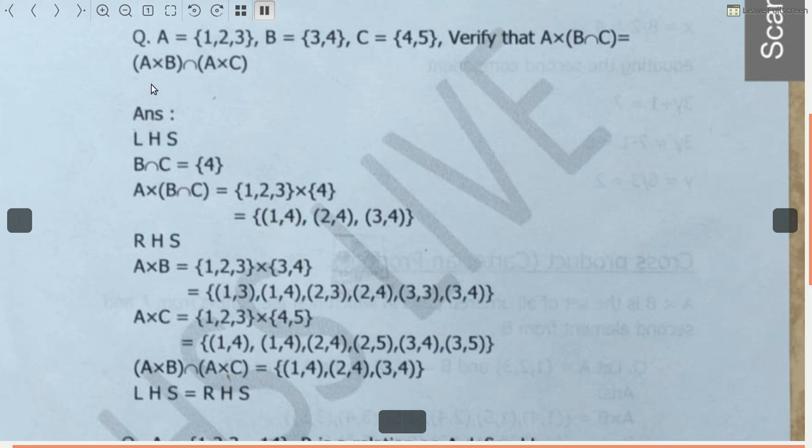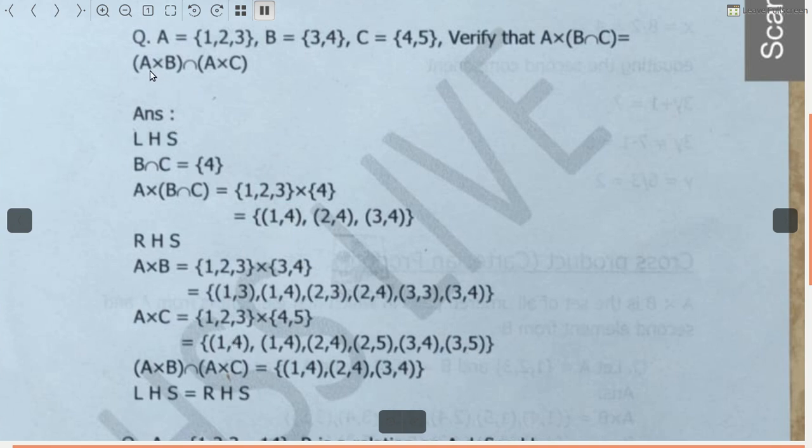Similarly, we can take the right hand side, that is (A cross B) intersection (A cross C). First we are taking A cross B. A is this one, B is this one. Then A cross B means (1, 3), (1, 4), (2, 3), (2, 4), (3, 3), (3, 4). That is about this one. Then what is A cross C? A this one, C this one. Then (1, 4), (1, 5), (2, 4), (2, 5), (3, 4), (3, 5). So A cross C is okay.